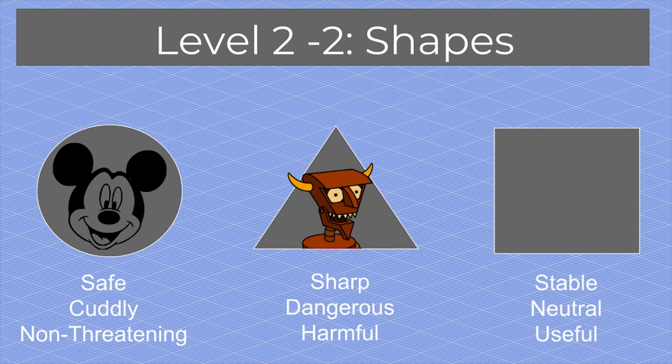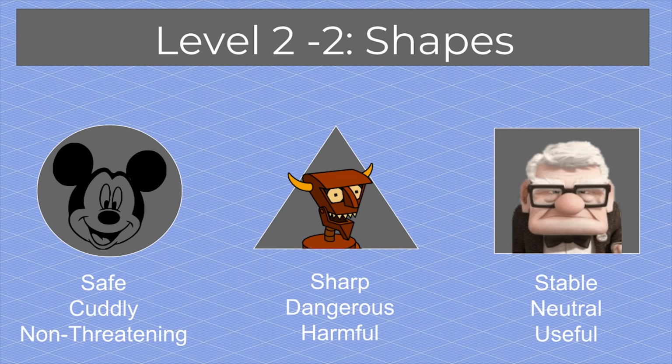And then finally, for squares, we see them as much more stable, neutral, maybe even useful. If you think of Carl from Disney Pixar's Up, he was very much stable in his lifestyle. He did not want to move despite the environment and neighborhood changing around him. He's very stuck within his world and didn't want to progress.